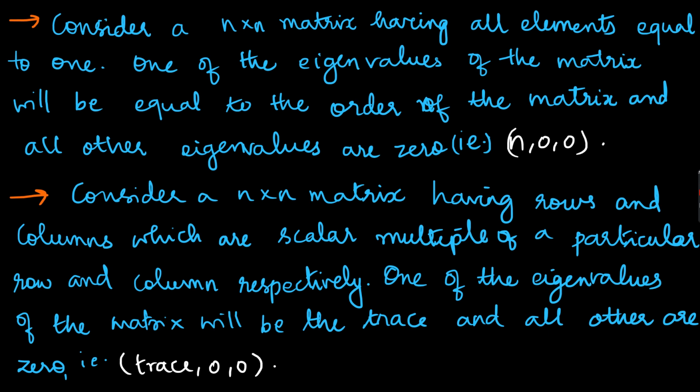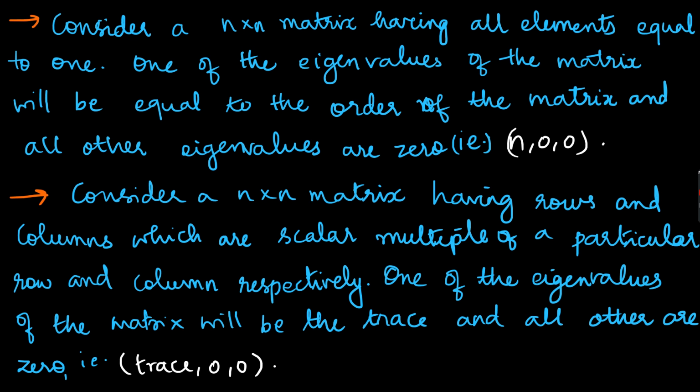So just remember, if all the elements of a particular matrix are equal to 1, then one of its eigenvalues will be equal to the order of the matrix. That is, for a 3 by 3 matrix, lambda 1 will be 3. If it's a 4 by 4 matrix, lambda 1 will be 4. And all other eigenvalues are 0.